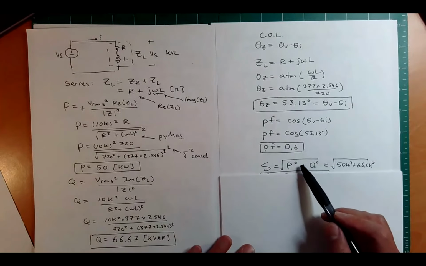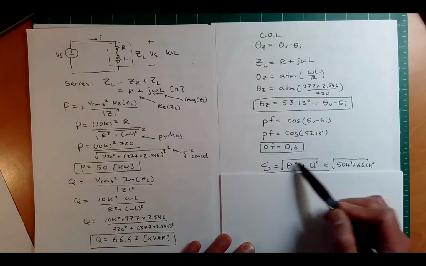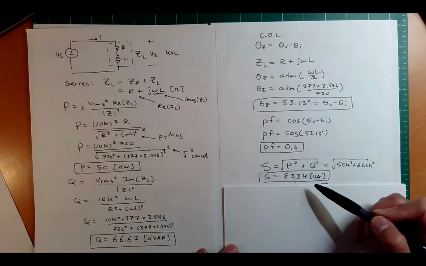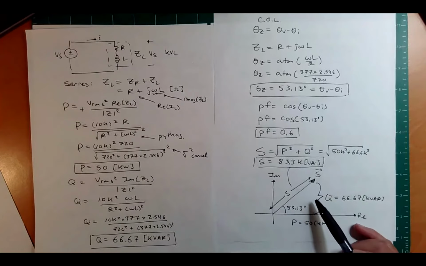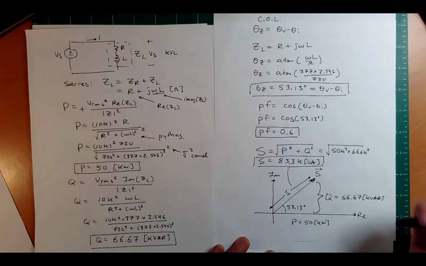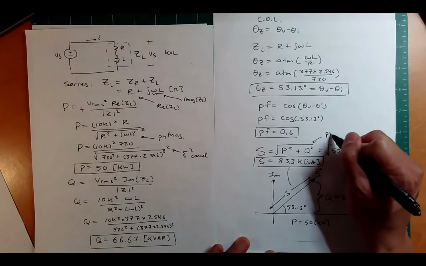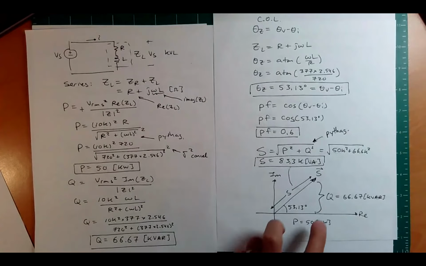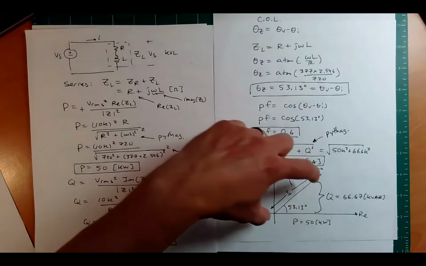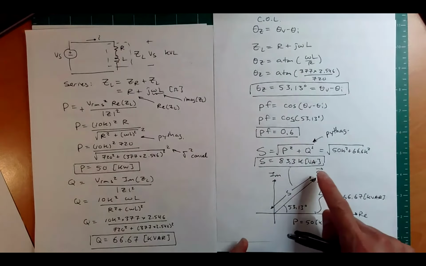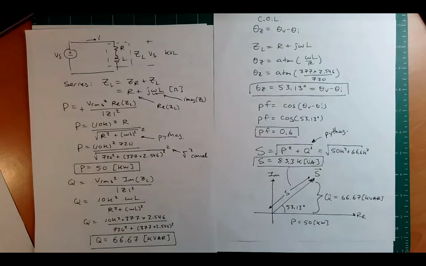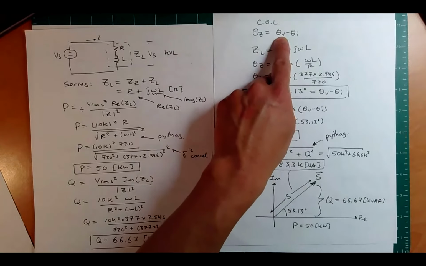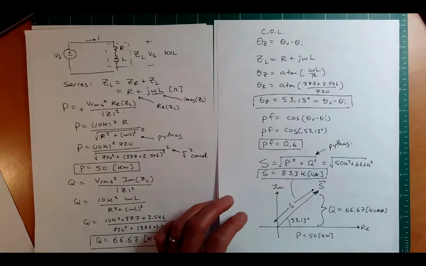What is the S? Well, we can use the Pythagorean theorem, the square root of P squared plus Q squared, and that's the magnitude. So that ends up being 83.3 kilovolt amps. And what do we have here? We have this length here, and so we can even write the Pythagorean theorem. That means this is 50, this is 66, and this is 83, either volt amps, vars, or watts. And there's the theta V minus theta I. Notice it's the same as the impedance phase. Kind of a nice coincidence.